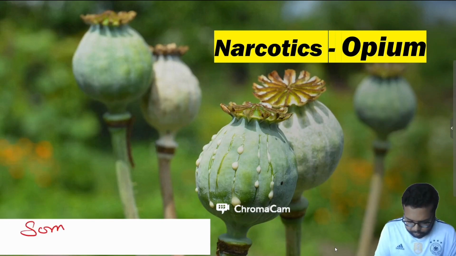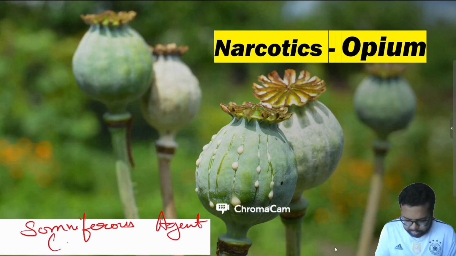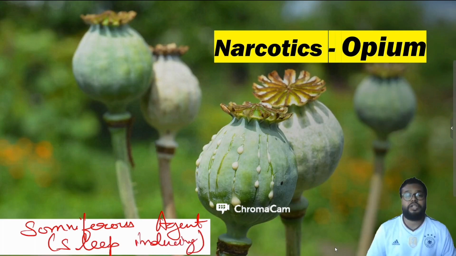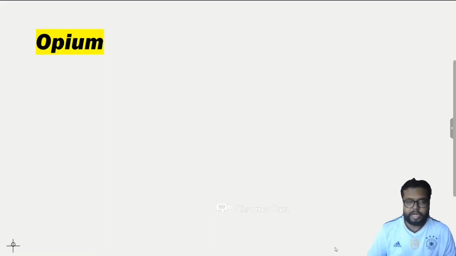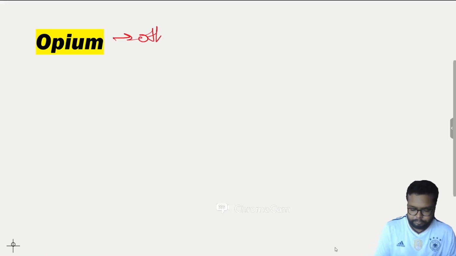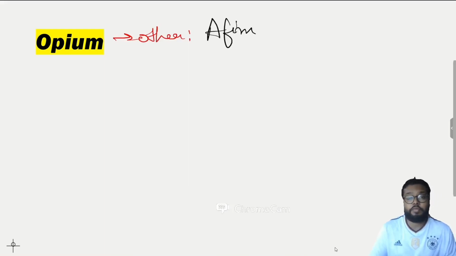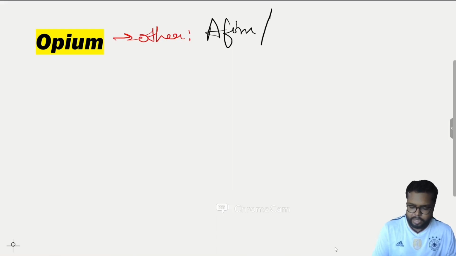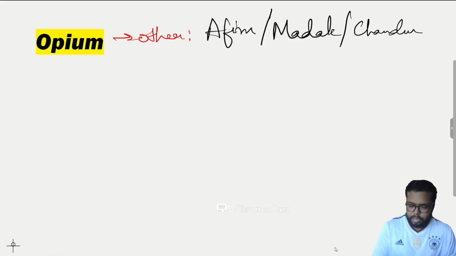Opium is a somniferous agent. That is, it is a sleep inducing agent or drug. Now we will study about the opium plant. Opium has another name, Afim, a very popular name. Other than that, the names are Madak and Chandu. Actually, these Madak and Chandu are the smoked forms of opium.